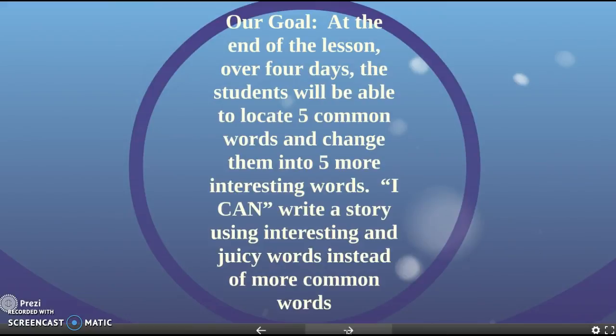Our goal for the lesson was this. At the end of the lesson, over 4 days, the students will be able to locate 5 common words and change them into 5 more interesting words. We are very big on I can statements. We don't like hearing I can't. So our I can statement was, I can write a story using interesting and juicy words instead of more common words.